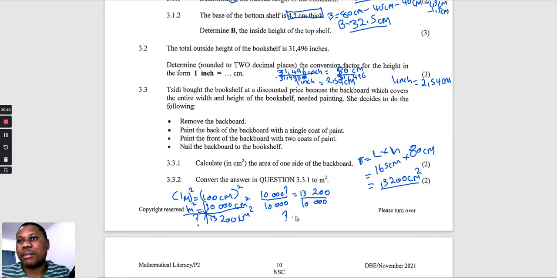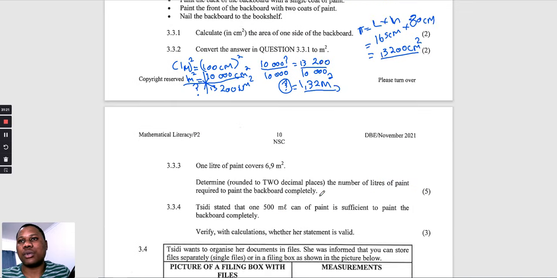Then our question mark is equal to 13,200 divided by 10,000. That gives us 1,32. The question mark was on the left hand side, and on the left hand side we have the meter squared, meaning that the question mark now represents 1,32 meters squared. That means 13,200 centimeters squared is equivalent to 1,32 meters squared. That is all about question 3.3.2. Let's move on.